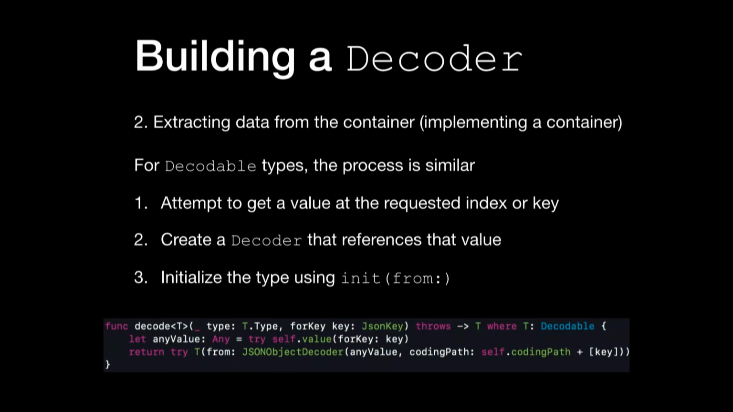Initialize the JSON object decoder referencing that value. Now, there's one other little piece of state tracking I didn't mention, and that is coding path. Coding path is also required for your decoder. And this just keeps track of where you are in your decoding. So basically, if you follow this coding path, it would take you somewhere into your JSON object.